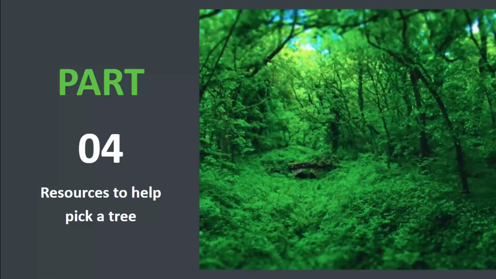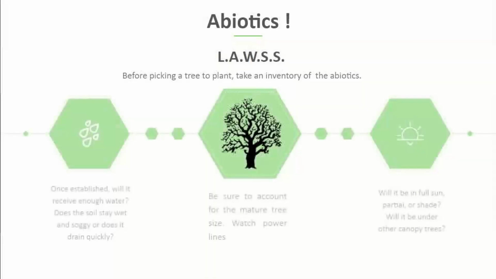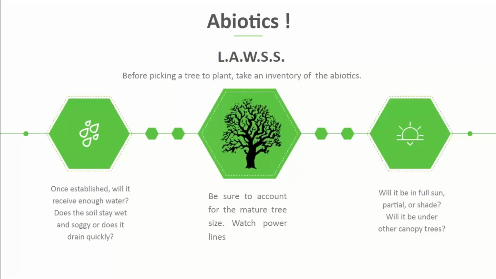So part 4, probably the part that's going to be the most helpful to you, is some resources to help you pick the right tree for your location. Always remember those abiotics. Those are those non-living things in our ecosystem. So the sunlight, the air, the water, the soil, and always remember the space. So if you take the first letter of all those abiotics, it spells the word laws: light, air, water, soil, and space. So always remember when you're planting a tree to follow the laws.